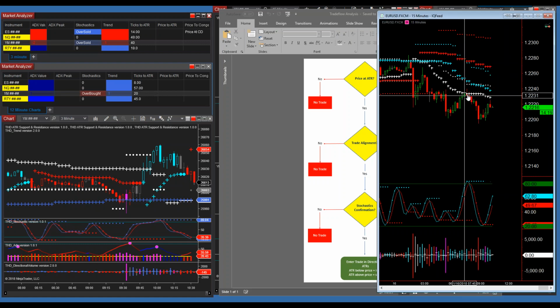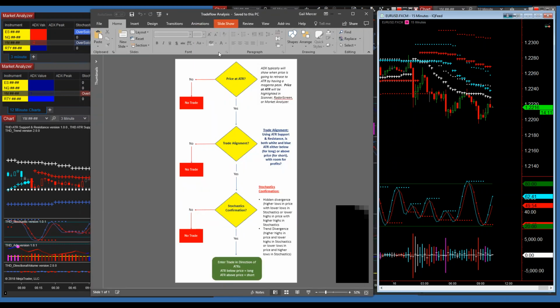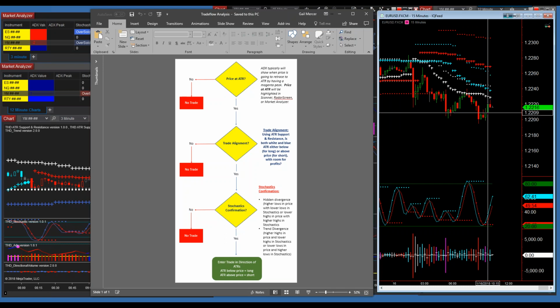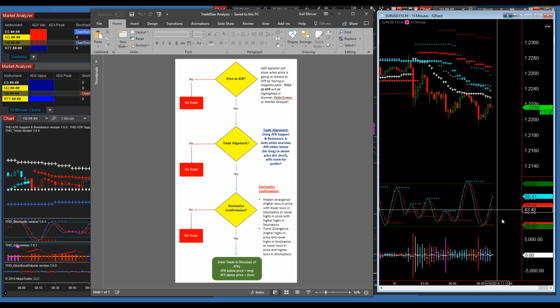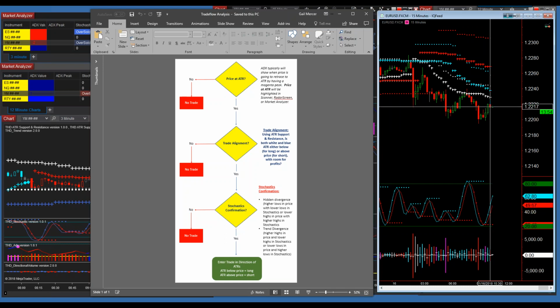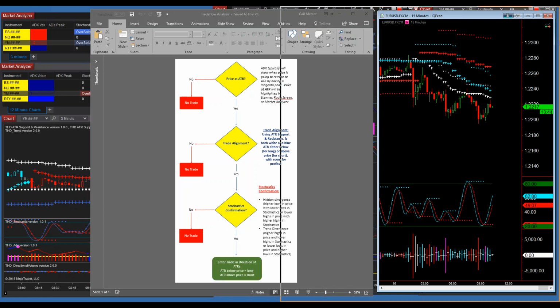Again, here is one, okay? If you're looking at the trade flow analysis, price is at an ATR, yes. Do we have trade alignment? You have the blue, the red, and the white all in your favor. Do you have stochastic confirmation? With this being a reversal bar, that should turn this down and it would actually confirm it. I would be in on this bar. Or you could trade the binary options.